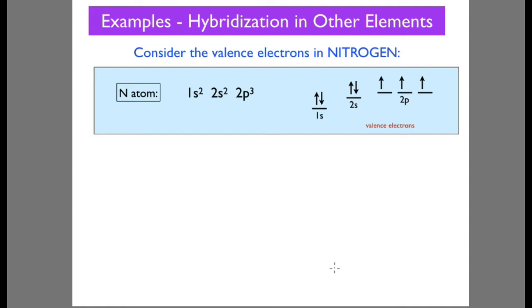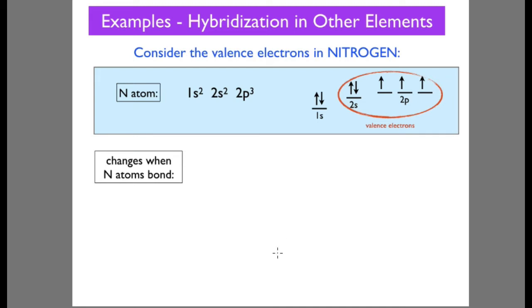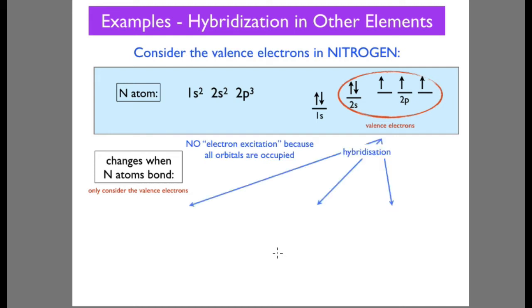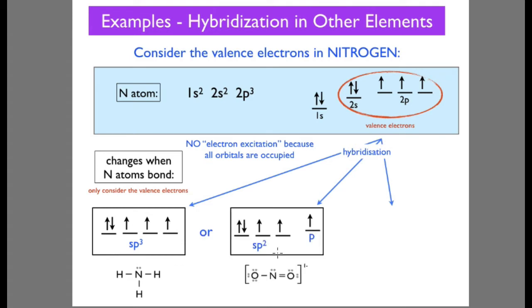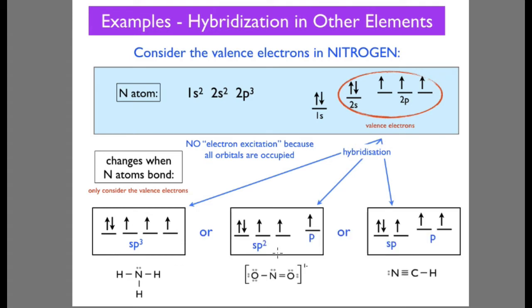Let's consider the valence electrons in nitrogen. You've got 1s2, 2s2, 2p3. So valence electrons here, you have 2s and 2p. What happens when nitrogen atoms bond? We're just going to consider the valence electrons. There's no electron excitation because all orbitals are already occupied. So hybridization occurs. We can get sp3. One of these sp3 will have a pair of electrons. The other 3 have a single electron. We can have sp2, and we can have sp and p.